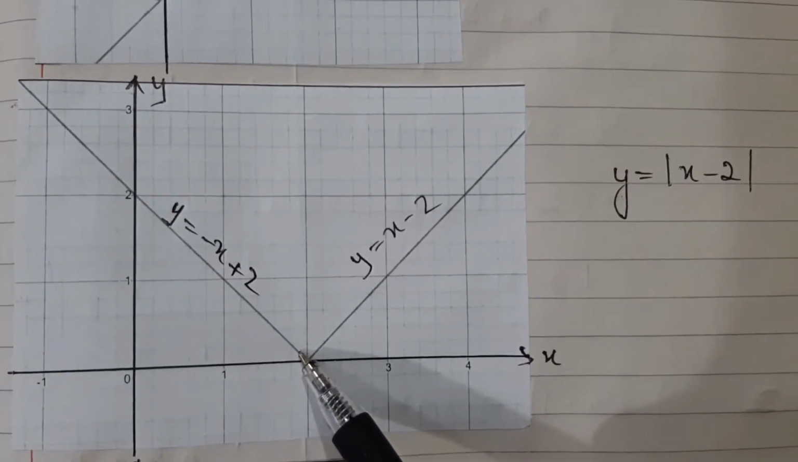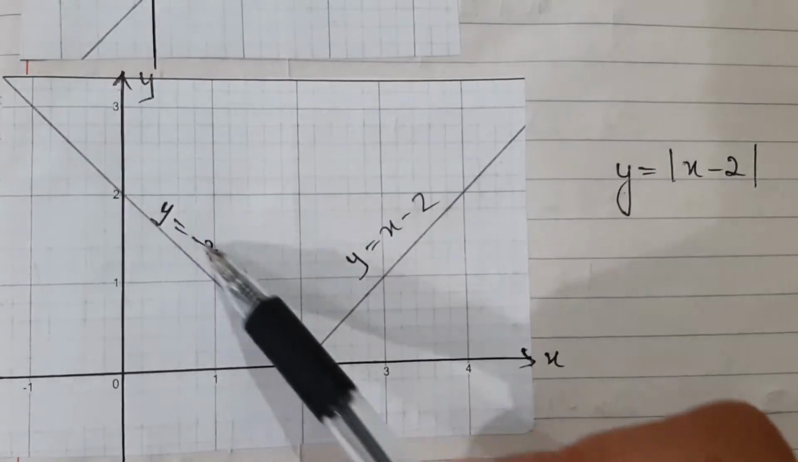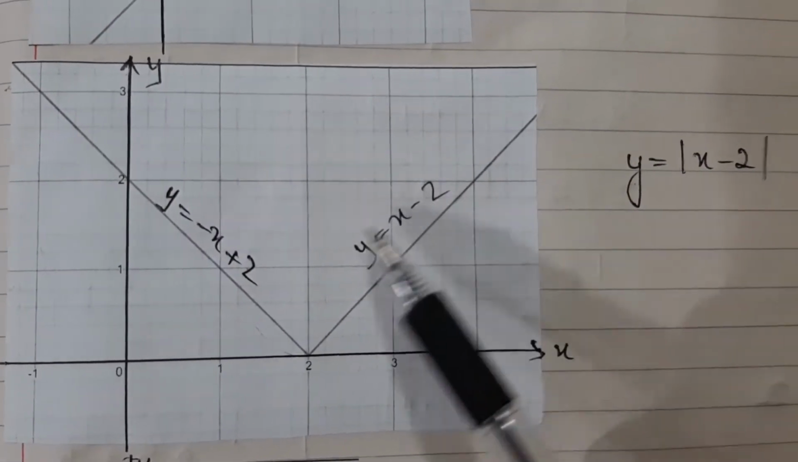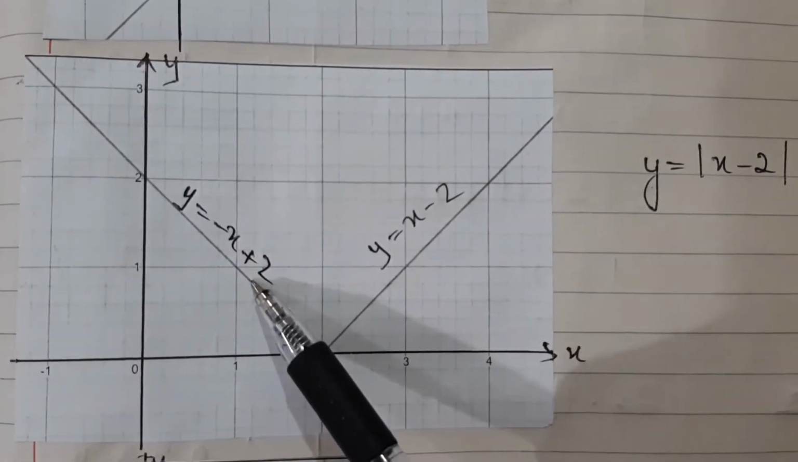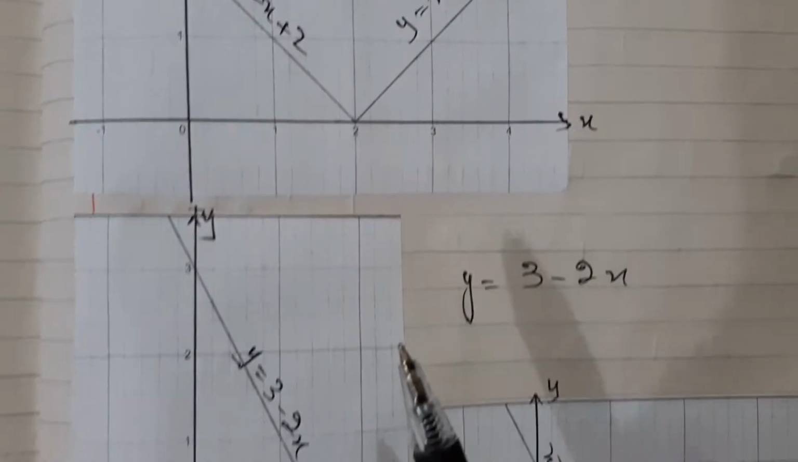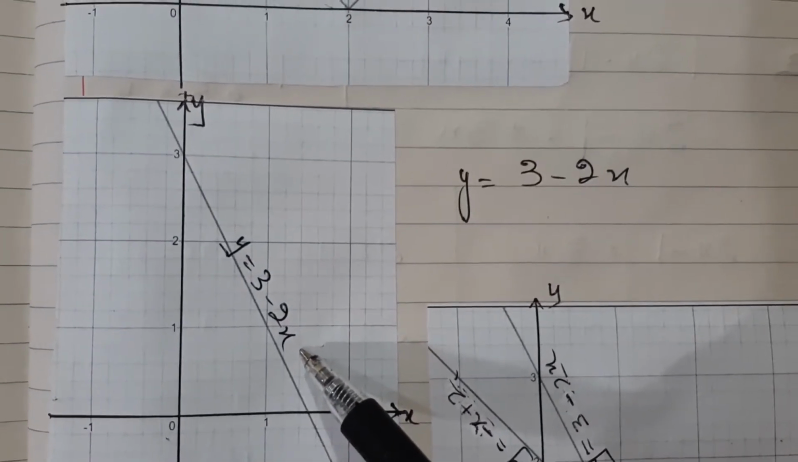It is reflected here. So now I have the modulus y equals x minus 2 here. Okay. So this line will be called x minus 2 and this will be minus x plus 2. So now I will draw the line 3 minus 2x, which is here. This is line y equals 3 minus 2x.